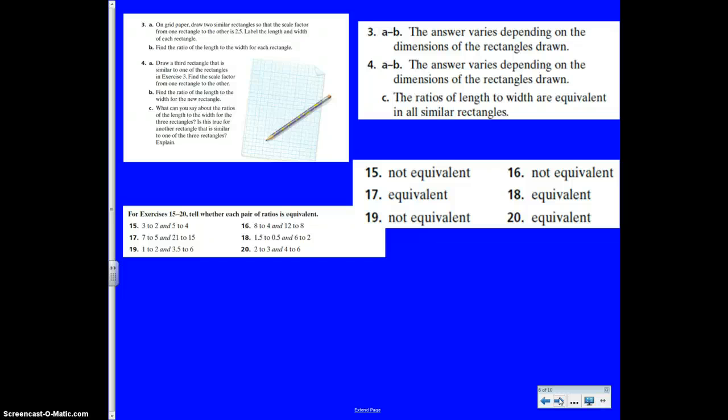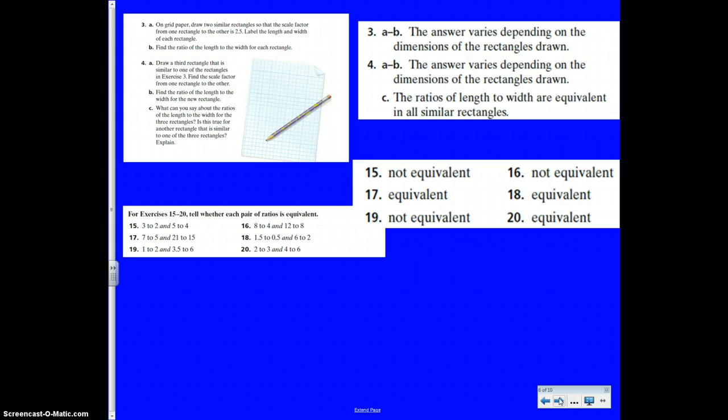15 through 20 asked you to say equivalent or not equivalent. 15 is not equivalent, 16 is not equivalent, 17 is not equivalent. I'm sorry, 17 is equivalent, 18 is equivalent, 19 is not equivalent, and 20 is equivalent. That was the end of your homework.